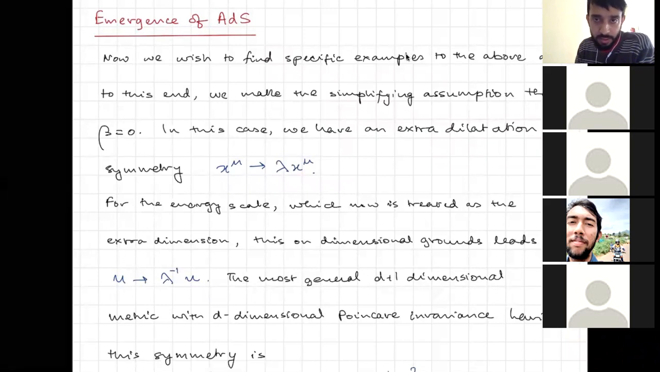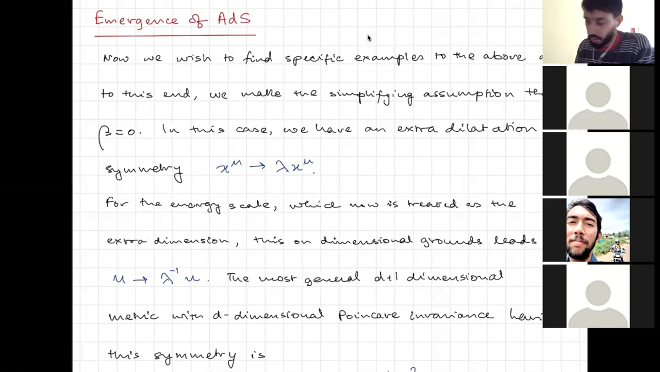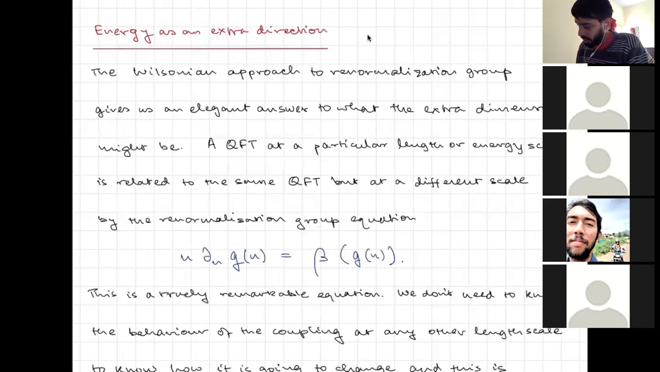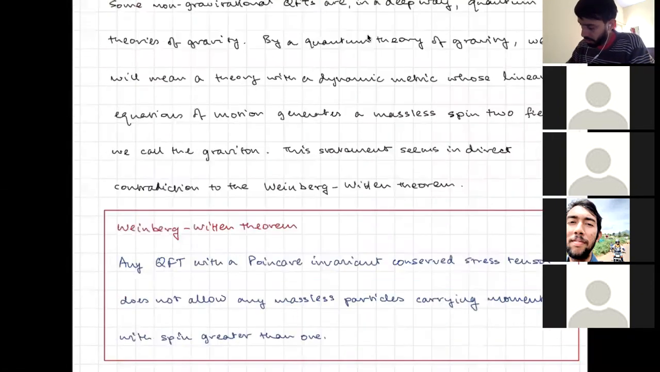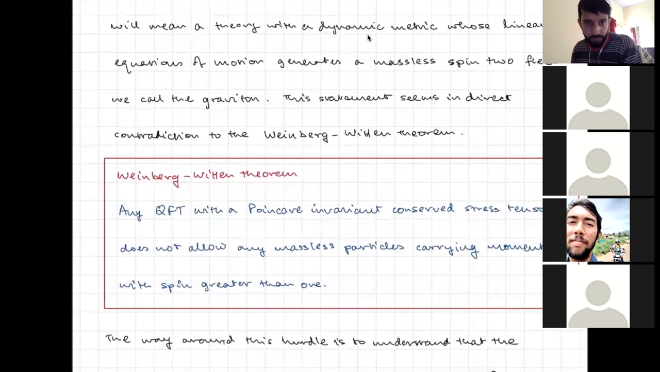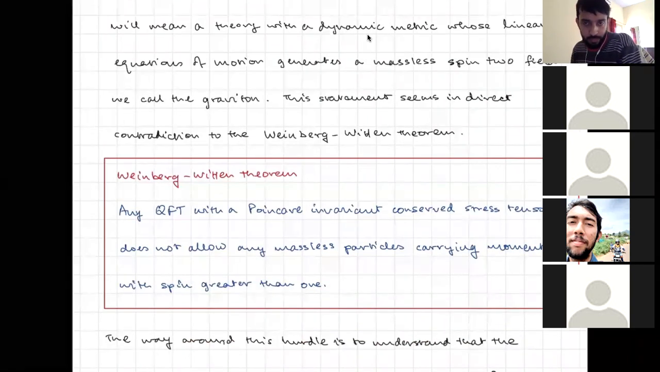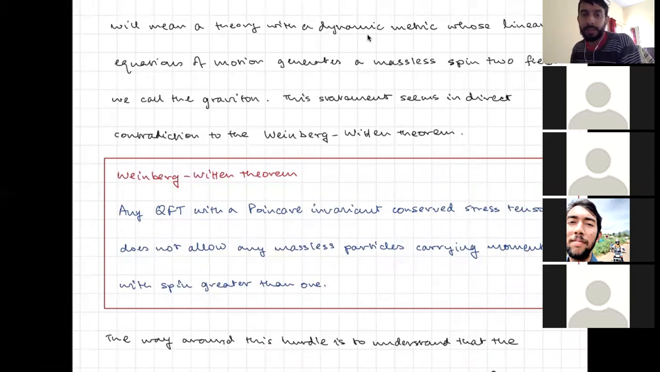Hello, sir. Sir, can you please move to the page where you have mentioned the Weinberg-Witten theorem? Sure. In this theorem, the theory doesn't allow any massless particles of spin more than one, right? Yes. So there can be massive particles the theory allows. We want to understand gravity, yes.